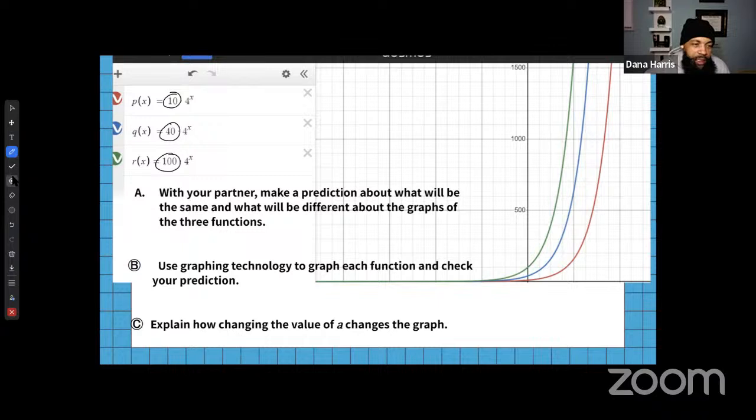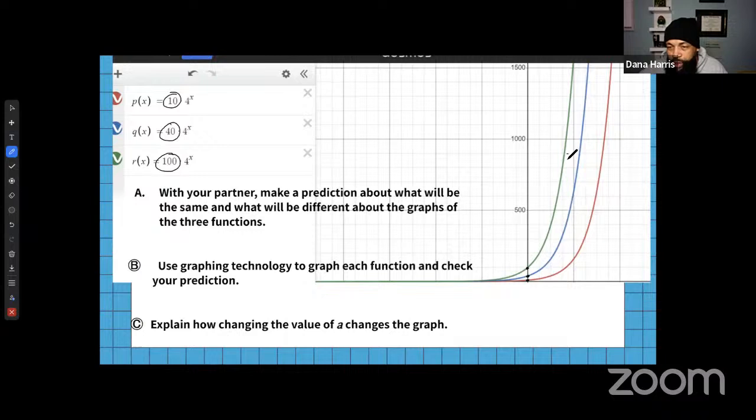So when I look at this, let's start with red because it has the least amount of initial value. So that's the lowest on the y-intercept. And then the 40 for the blue one, it's a little higher on the y-intercept. And then the green one has 100 for the initial value, so it's higher still on the y-intercept.